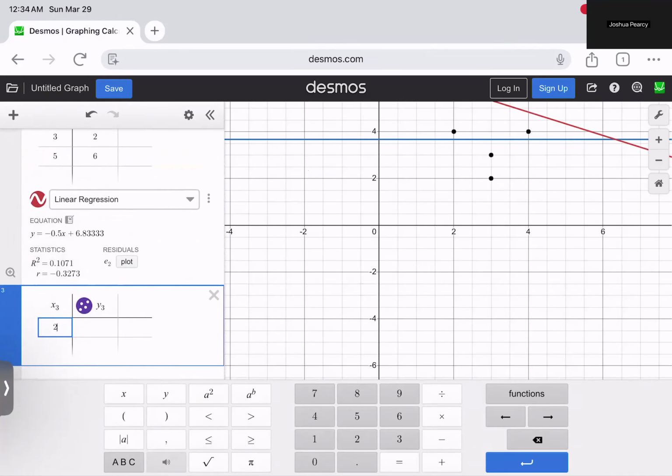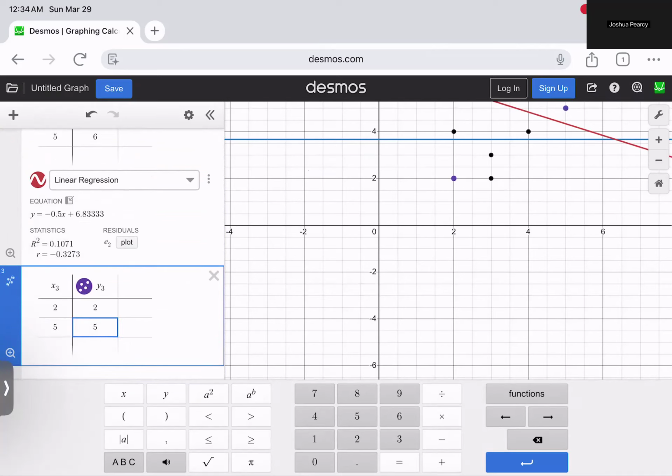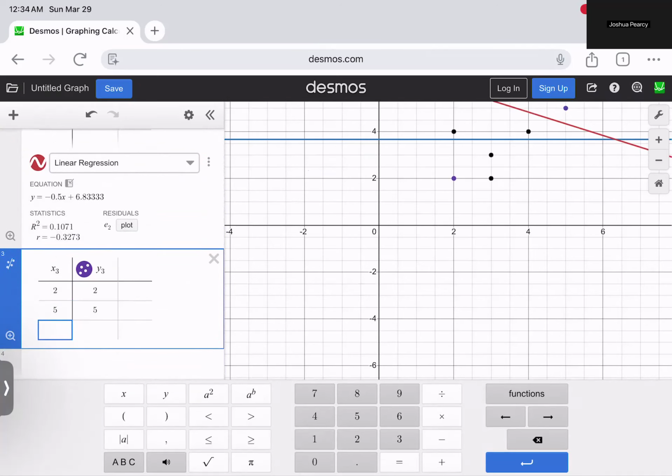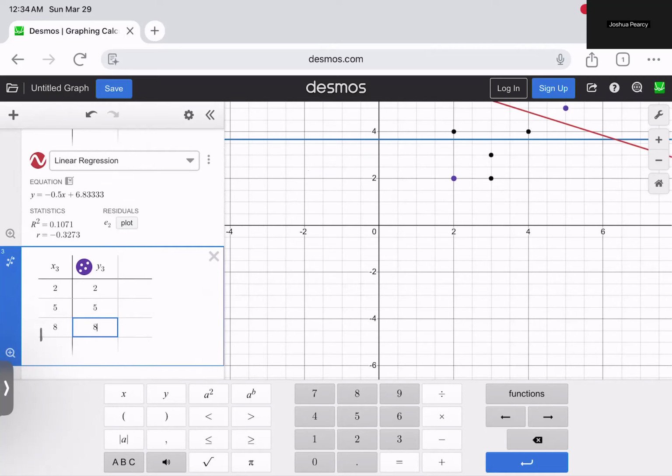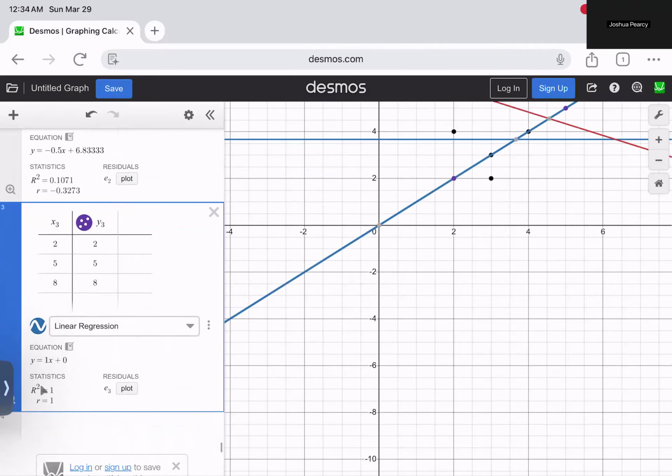So this is going to be 2, 2, and then 5, 5, 8, 8. And then here, I want to add the regression again. So this one here has an R value of 1. So this is the largest R we're going to get in absolute value compared to the other two.